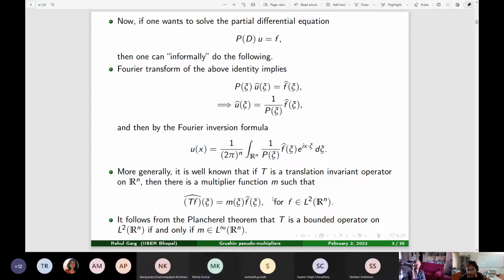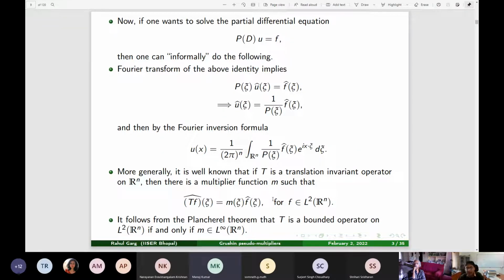Knowing the Plancherel theorem, the spectral theorem, we know that this operator T is bounded on L^2 if and only if M is an essentially bounded function. Because the L^2 norm of Tf will be the same as the L^2 norm of the Fourier transform of Tf, which is equal to the L^2 norm of M times f hat. And one can solve this rather simply: the necessary and sufficient condition for this to be in L^2 is that M should be in L^infinity. One side is trivial, the other side is also not that difficult.